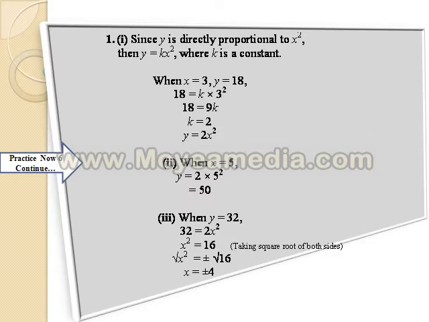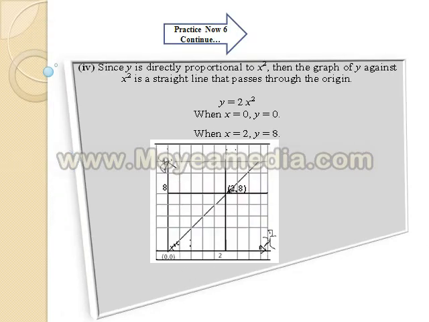So let's go to the fourth part now. In the fourth part, we have to draw this graph between y and x square. Since we already know, in fact it's given in the question, that y is directly proportional to x square, and we know when two quantities are directly proportional, the graph is going to be a straight line, and that straight line must pass through the origin. So we know one of the points is going to be the origin.